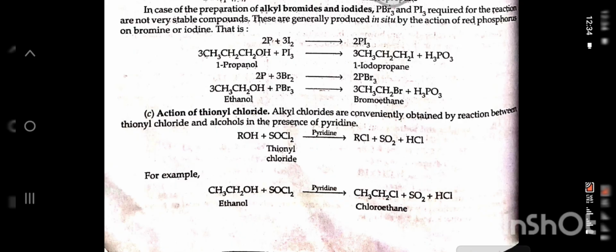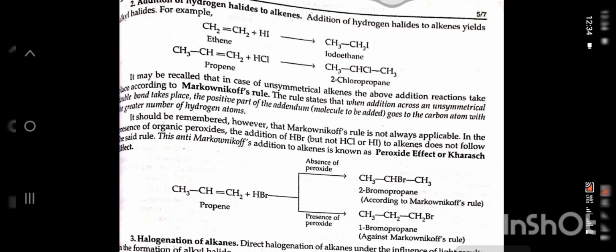Action of thionyl chloride. Alkyl chlorides are conveniently obtained by the reaction between thionyl chloride and alcohol in the presence of pyridine. ROH plus SOCl2, thionyl chloride, in the presence of pyridine gives RCl plus SO2 plus HCl. For example, ethanol plus thionyl chloride in the presence of pyridine gives chloroethane plus SO2 plus HCl.